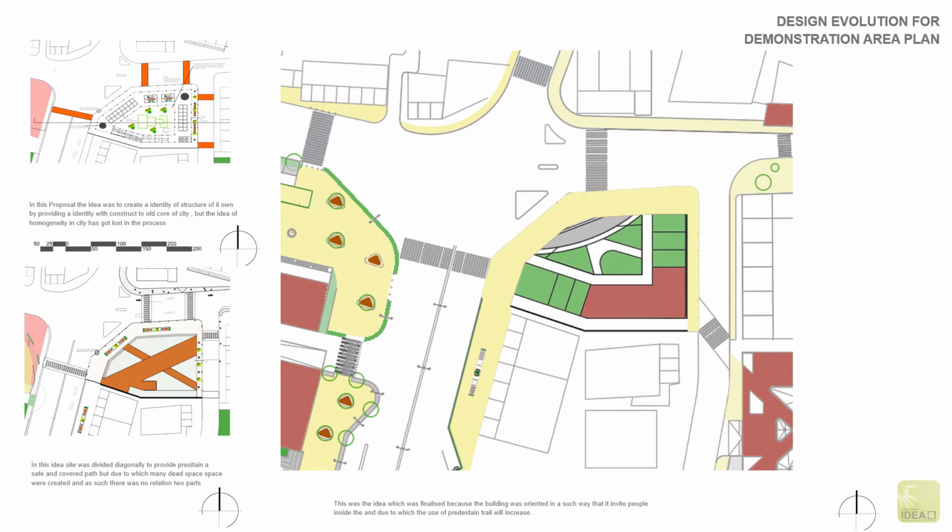Different options were evolved in optional design. It was thought to have a contradictory identity to become a landmark, but due to that, homogeneity was lost. In option 2, the site was divided diagonally with a covered passage, but due to it, the frontage was not utilized properly and many dead spaces were created. In the proposed built form, the structure was aligned to the edges in an L shape so that it invites users with its openness.